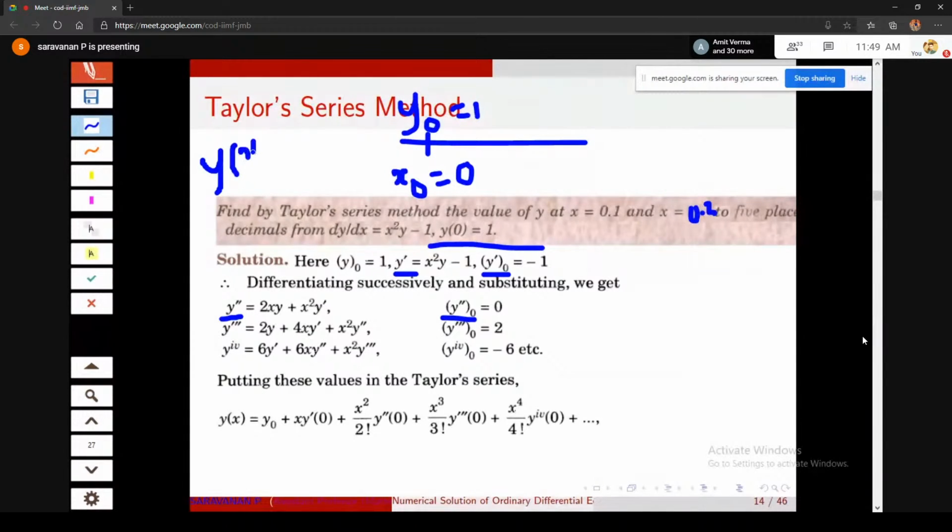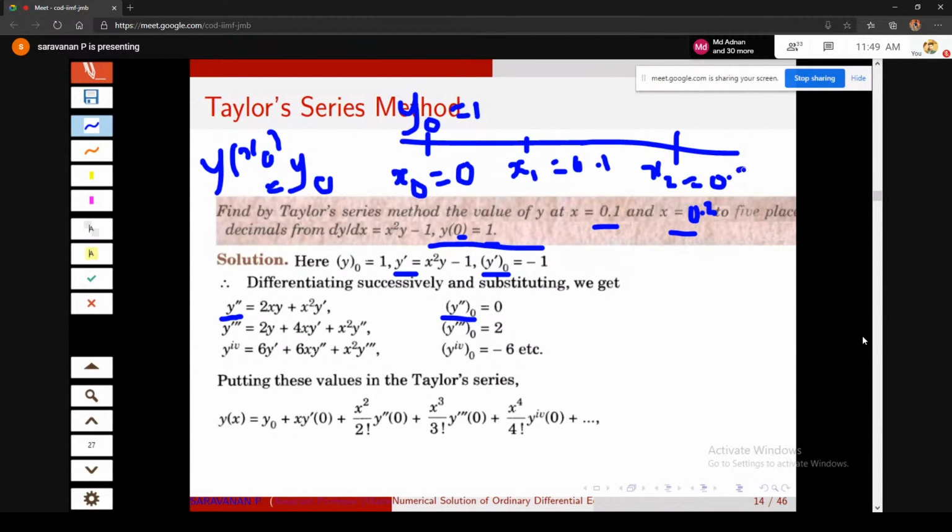y of x0 equal to y0. The value of y at x0 is y0. So here x0 is 0, y0 is 1. We have to compute the value of y at 0.1 and 0.2. So you take x1 equal to 0.1 and x2 equal to 0.2 and then compute the values of y1 and y2. What is h here? 0.1. 0.1.